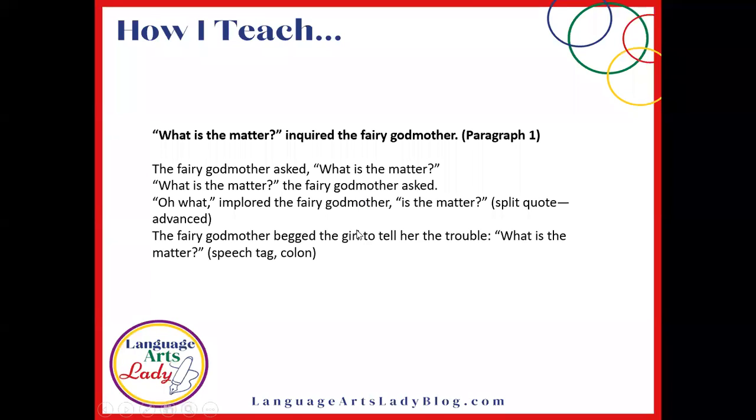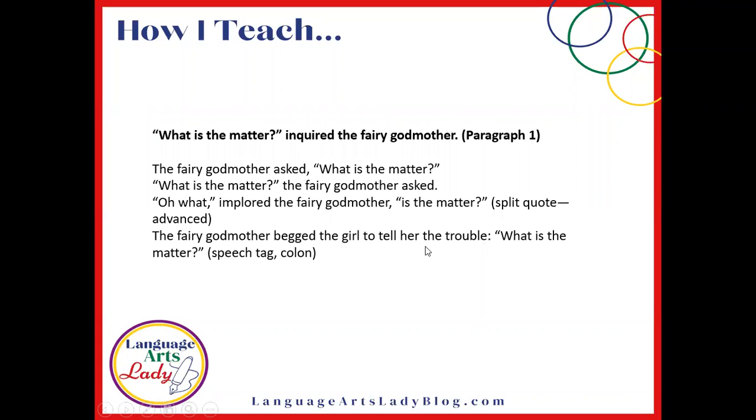All right, then for my advanced kids, like today, I had my four seniors in one of my classes. The kids who were younger, I think there were five younger than the four seniors, but the four seniors had to do one of these. So they had to do a speech tag colon sentence. All right, so this is how I teach this. I come along here and I read, the fairy godmother begged the girl to tell her the trouble.